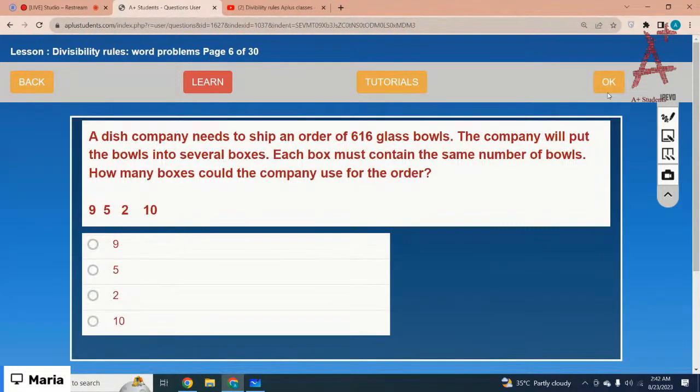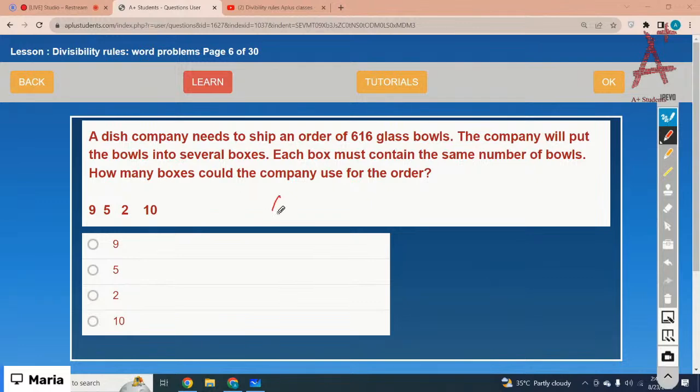A dish company needs to ship an order of 616 glass bowls. The company will put the bowls into several boxes. Each box must contain the same number of bowls. How many boxes could the company use for the order? Which is the correct option? 616. 10 and 5 we can cross out, right?